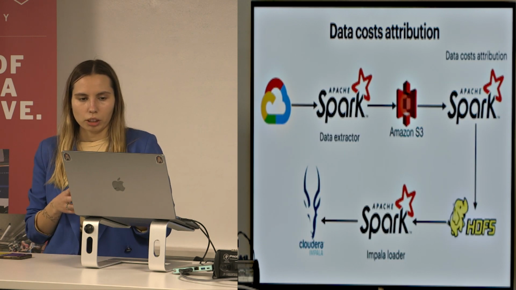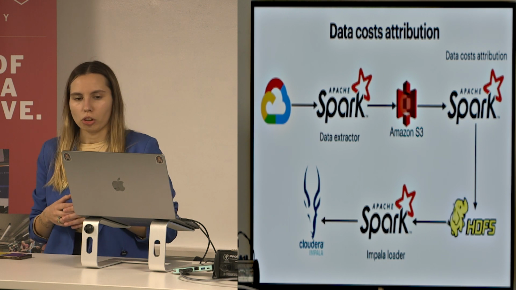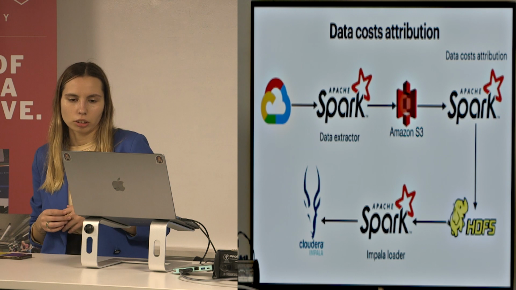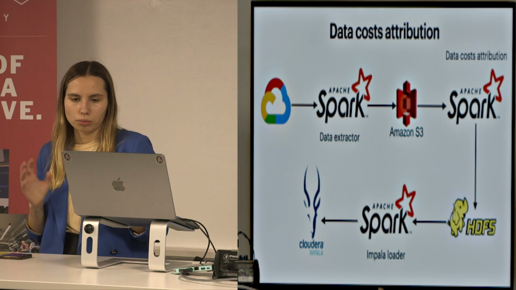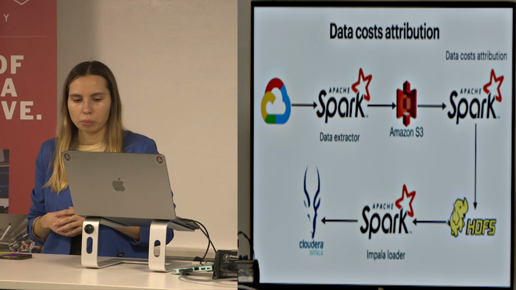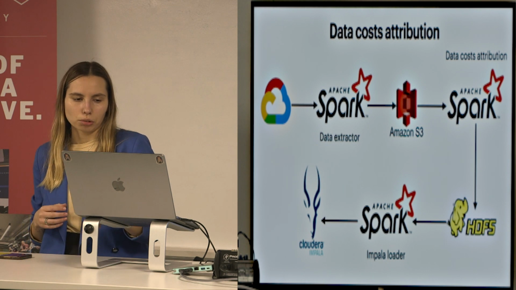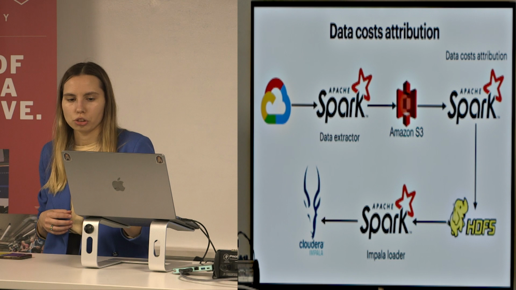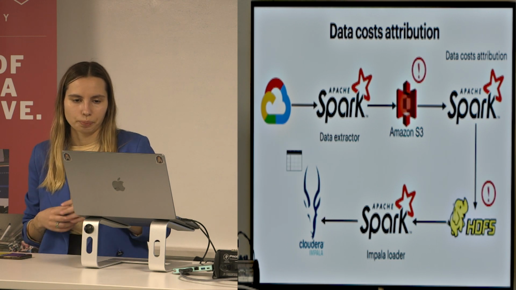So the actual pipeline looks like this. We have Smart Job, which moves files from Google Cloud to Amazon S3 with proper partitioning. And we have this huge data cost attribution job, which pushes the data to HDFS and then to Empower, the older pipeline. And we want to switch to pushing the data to Databricks.